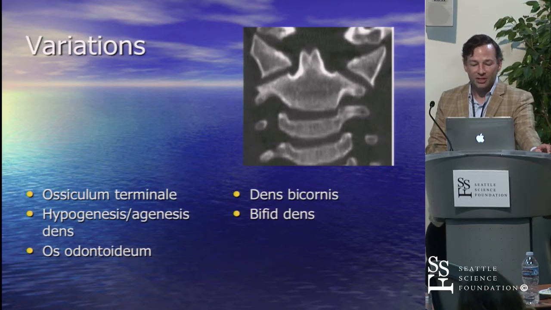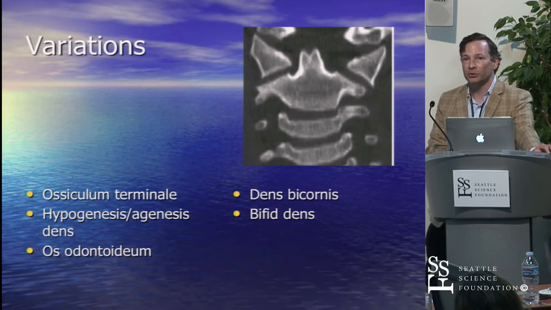Some variations of the odontoid. We are all familiar with ossiculum terminale. You can also have hypogenesis, agenesis of the odontoid, os odontoideum, and dens bicornuous, which is shown here in the upper right, where there's basically a bifid nature to the tip of the dens, and then a completely bifid dens, where the entire dens is split all the way down to the body.